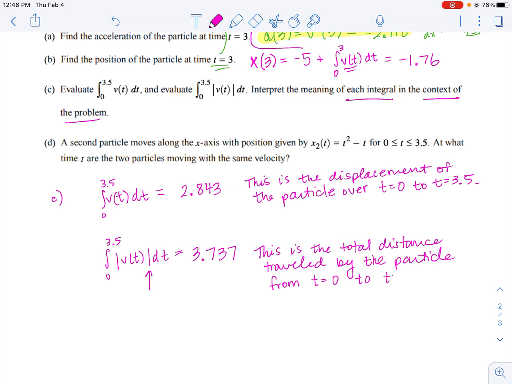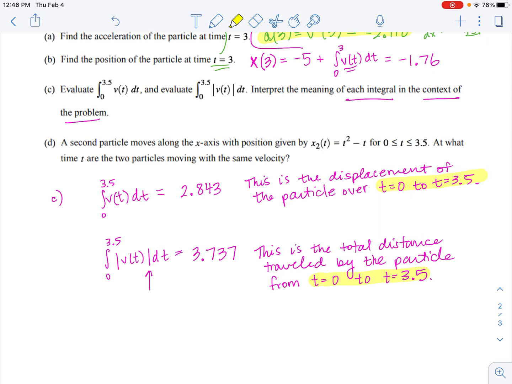Okay, if you do not include these, you might as well kiss your answer goodbye. Those time limits are very important to address. They need to make sure you understand what those limits on the integral represent.